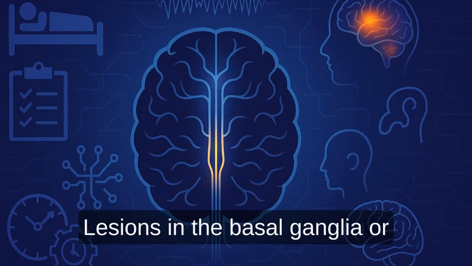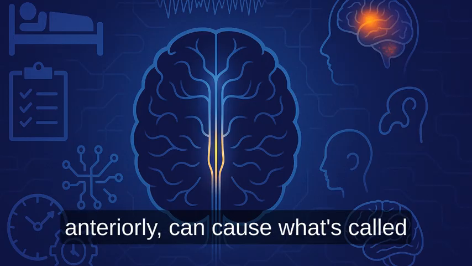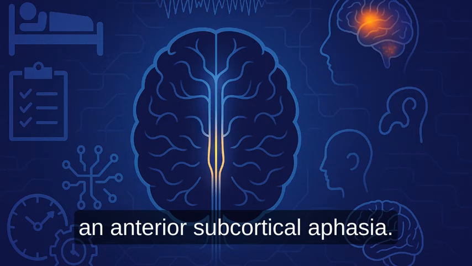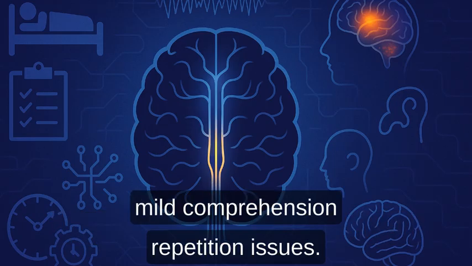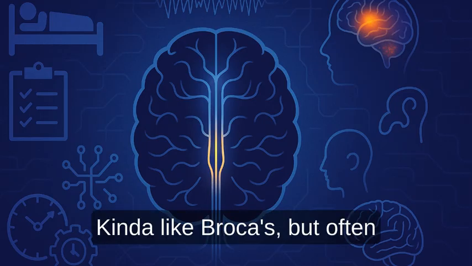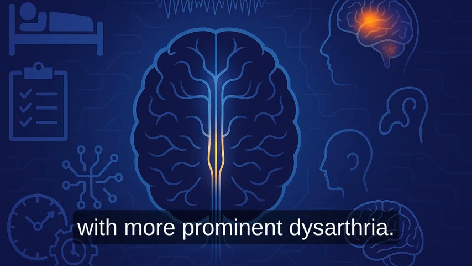Lesions in the basal ganglia or internal capsule, especially anteriorly, can cause what's called an anterior subcortical aphasia: dysarthria, reduced fluency, maybe mild comprehension and repetition issues. Kind of like Broca's, but often with more prominent dysarthria.